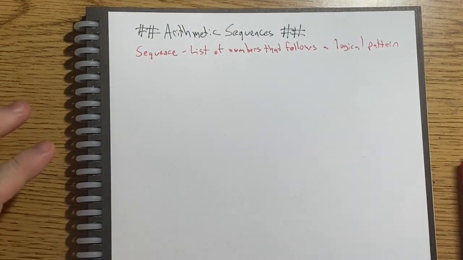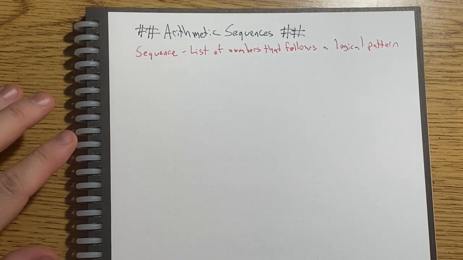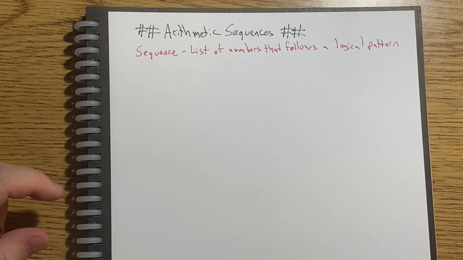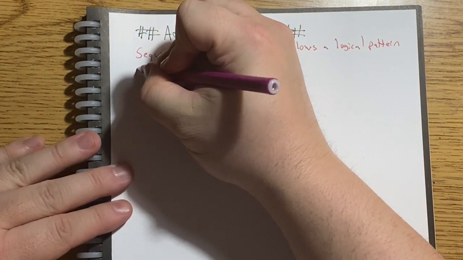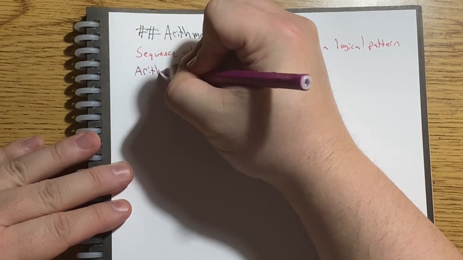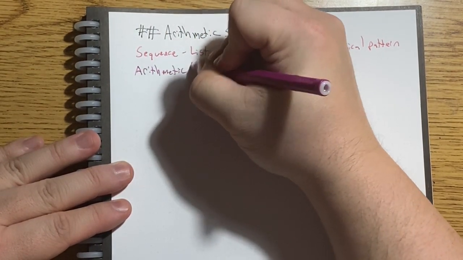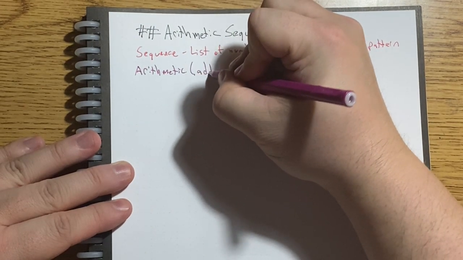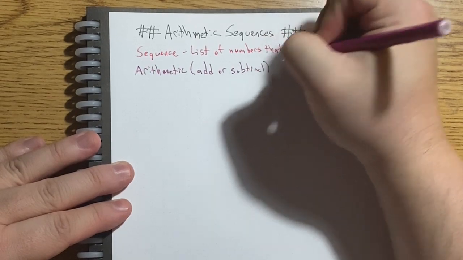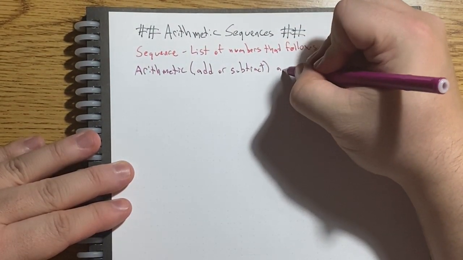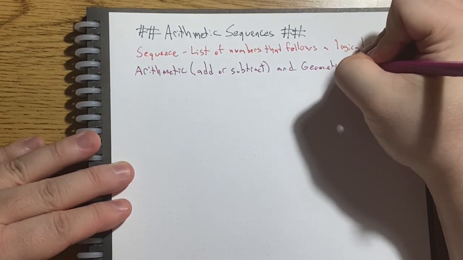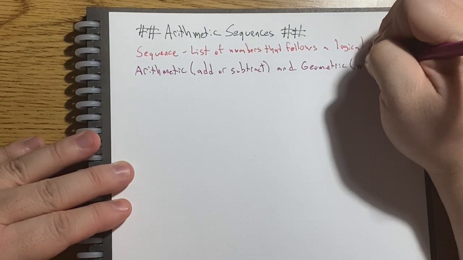So, there are two main types that you're going to have to learn about. We're only going to really focus on one for this section, and then there's a later one. It's basically arithmetic, which you add or subtract, and that's what we're going to be focusing on. And geometric, which is one where you're going to multiply or divide.